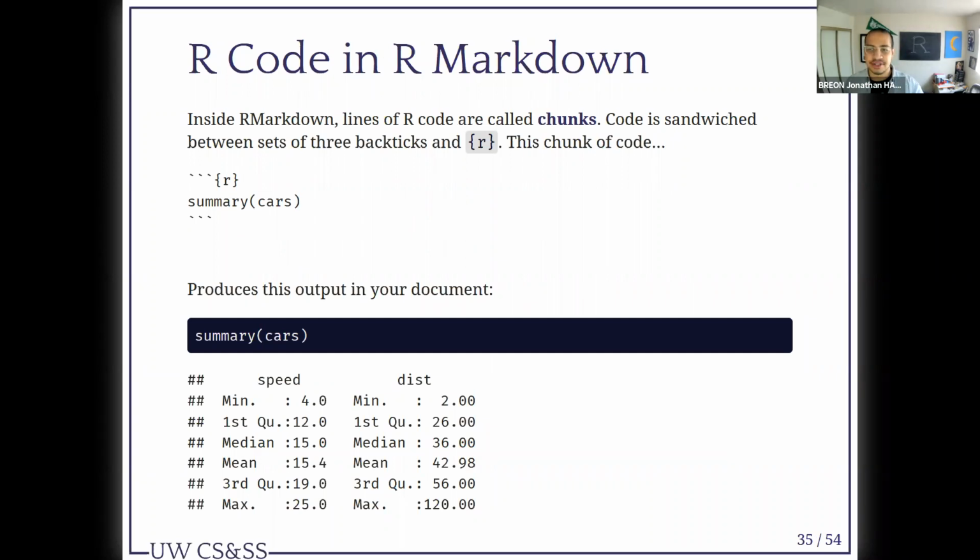A little bit about how to put R code specifically within your R Markdown documents. So inside R Markdown, lines of R code are called chunks. Code is sandwiched between sets of 3 backticks, which are followed by a curly bracket, lowercase r, curly bracket. For instance, this chunk of code, 3 backticks, curly bracket, lowercase r, curly bracket, then summary(cars), and 3 backticks. Produces this output in your document. So you run that chunk, it'll produce this output.